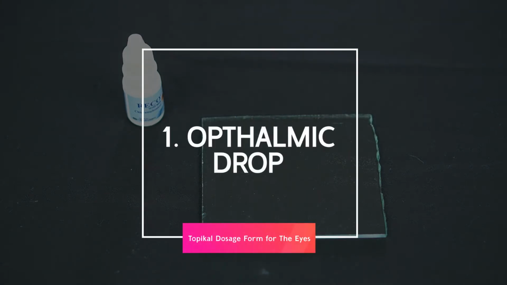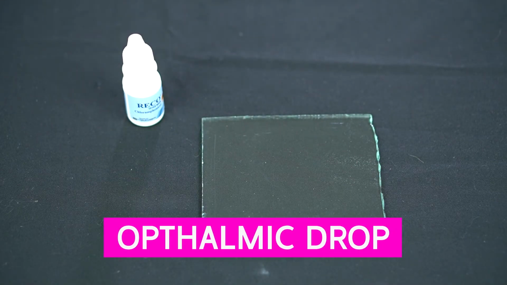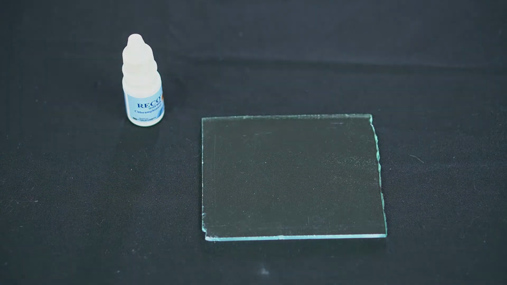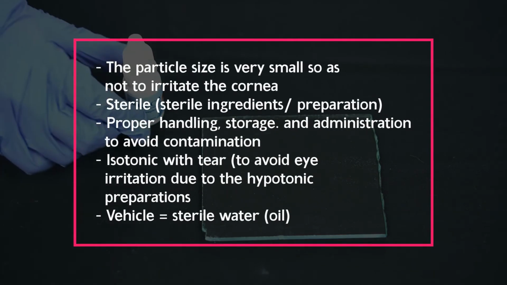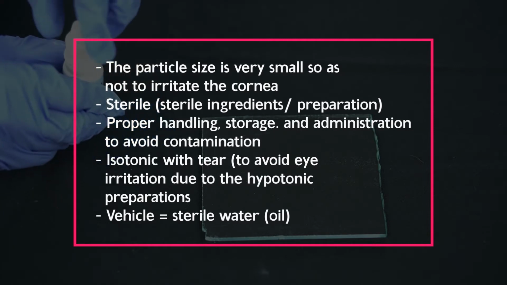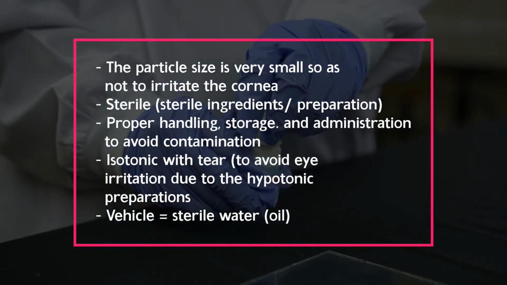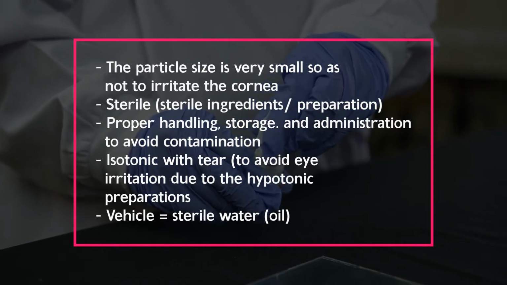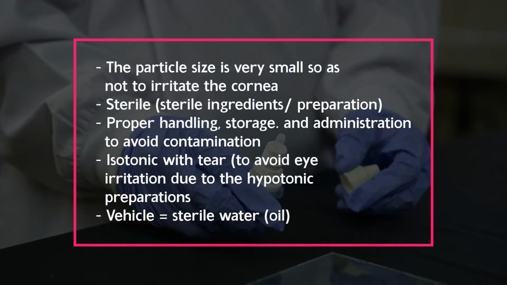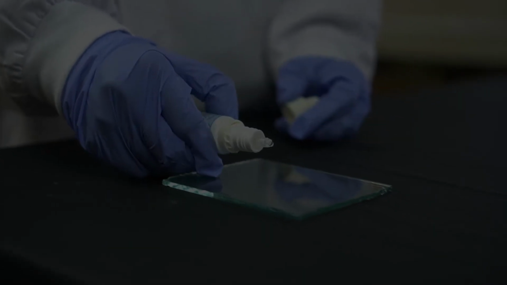An ophthalmic drop is a liquid or oily solution, suspension, or emulsion that is used for administration through the conjunctival sac. The particle size is very small so as not to irritate the cornea. It must be sterile, with sterile ingredients or preparation, and proper handling, storage, and administration to avoid contamination. It is isotonic with tears to avoid eye irritation due to hypotonic preparations. The vehicle is sterile water or oil.